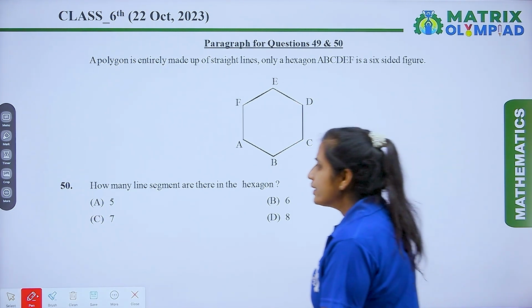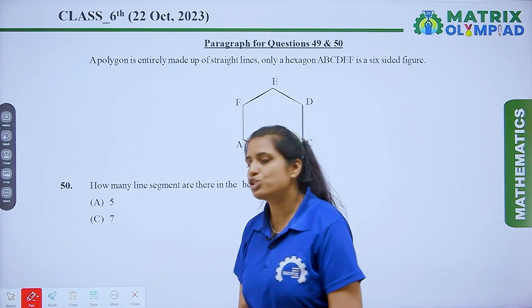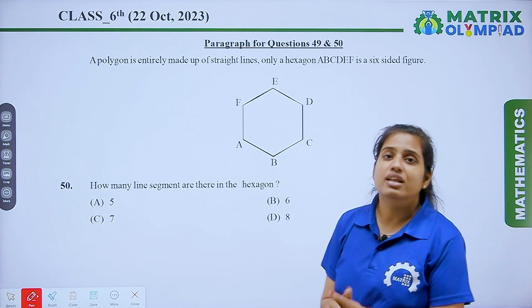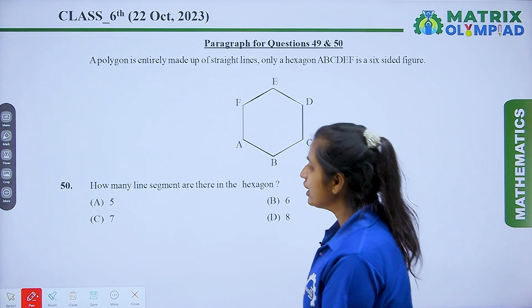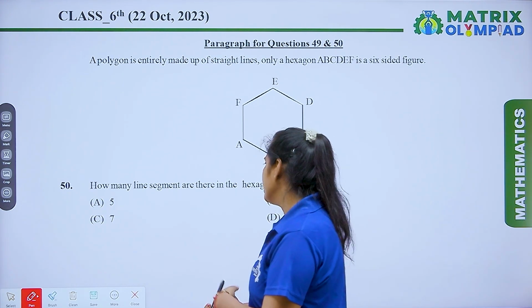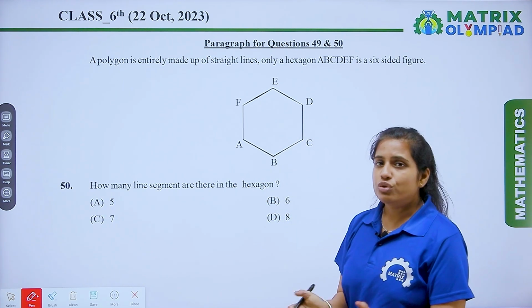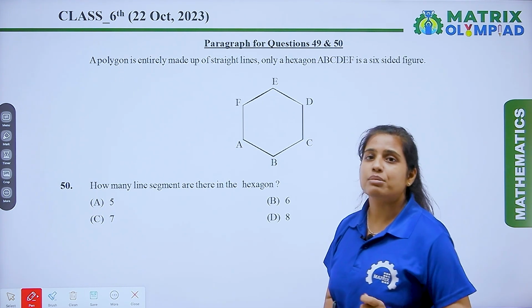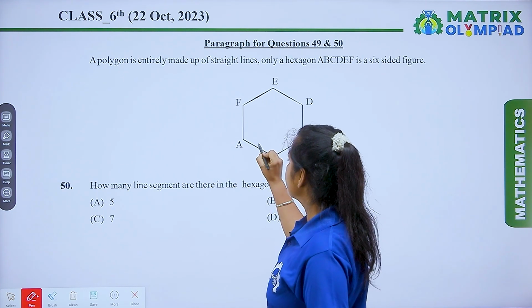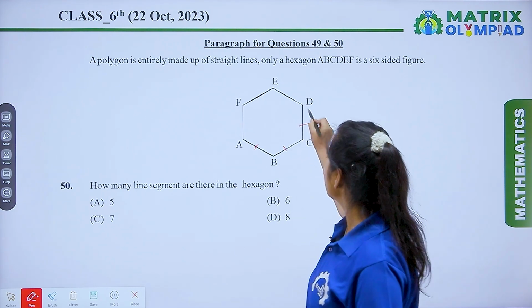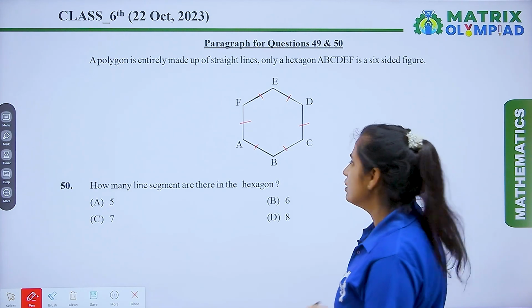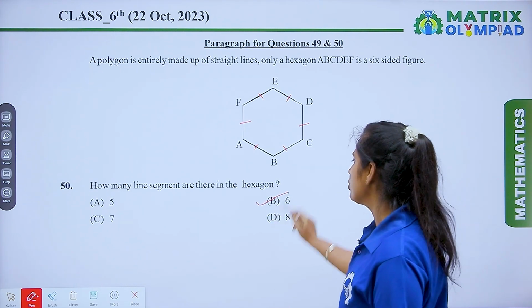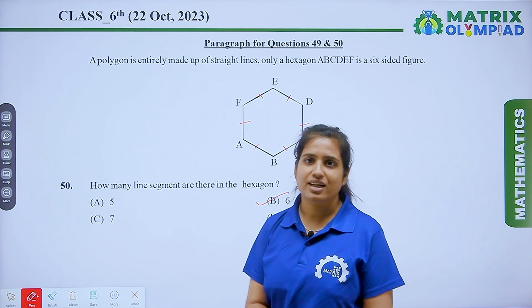Now the next question is question number 50 and this is the last question of this part. Question number 50 is: how many line segments are there in the hexagon? So we have to find out how many line segments there are. Here let's count: 1, 2, 3, 4, 5 and 6. So we have 6 line segments in the hexagon. So here option B is the correct answer.